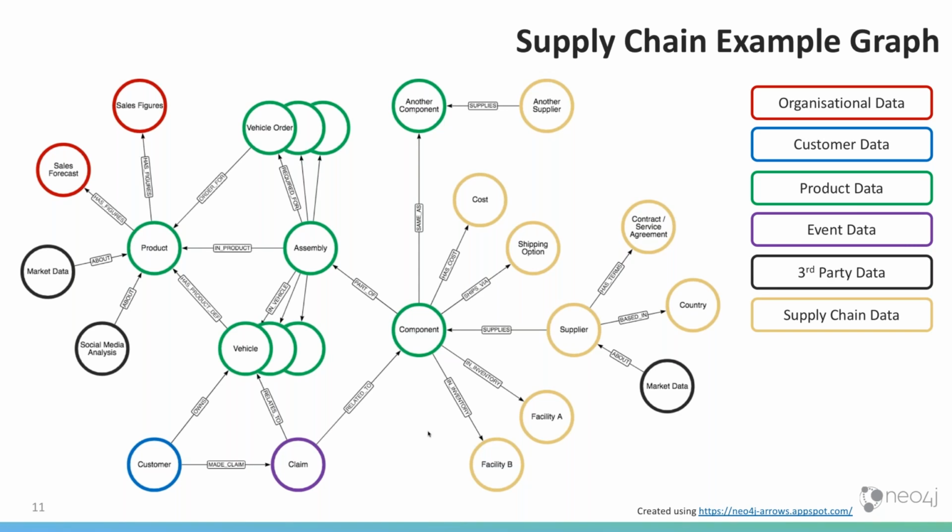Right, so it gives us the data we need to be able to trace all the way from customers and the claims through to the components from a particular supplier, and then lets us understand whether we have other options for replacing those components, buying from a different supplier, perhaps that won't be faulty in future.